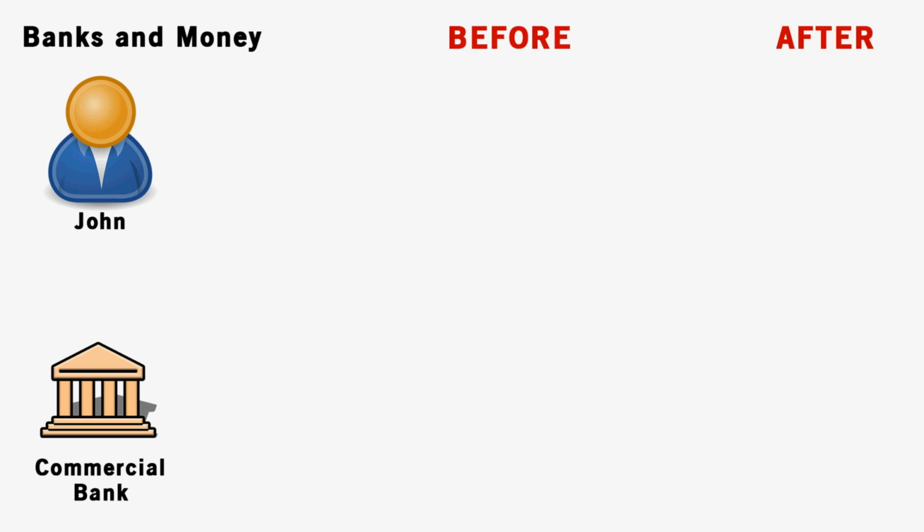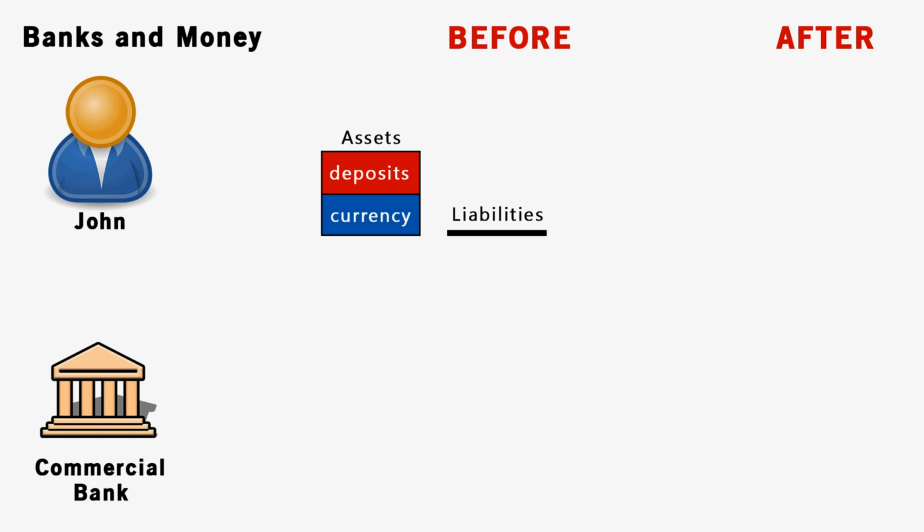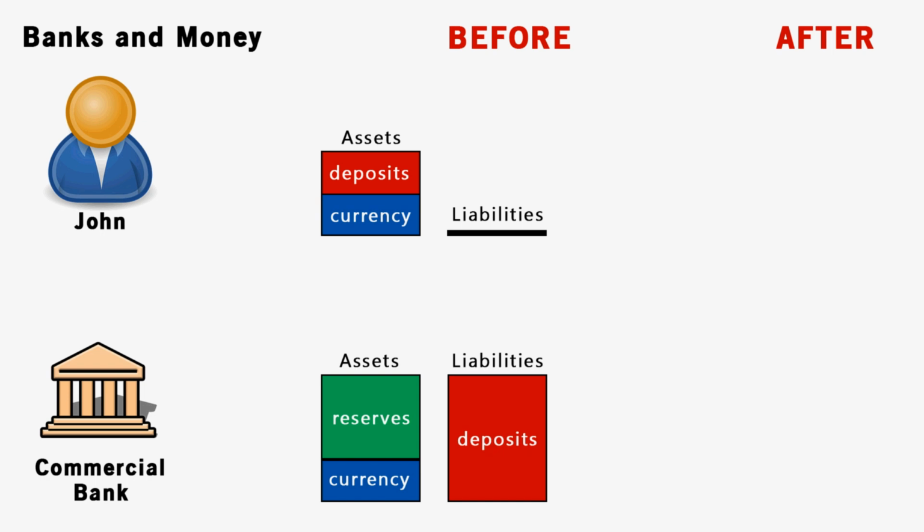Let's assume that this is the first loan John takes in his life. On his balance sheet, we can see assets and liabilities. His assets consist of deposits he has at the bank and the hard cash he has in his pockets. Since he does not have any loans, he does not have any liabilities. When looking at the bank, we can see its assets, defined by the hard currency it owns, and its reserves. Its liabilities are defined by all of the money its customers have trusted the bank to store.